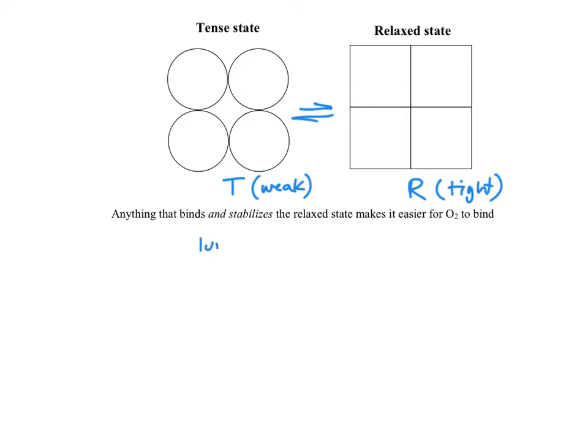Let's talk about lungs and muscles or tissues. And then let's talk about various conditions that happen. We already talked about one of them, the oxygen partial pressure. We know that it's high in lungs and low in muscles. And we said that oxygen binding to hemoglobin stabilizes the relaxed state and makes it easier for other oxygens to bind. And when it falls off, it tends to go back to the tense state and makes it easier for other oxygen to fall off.